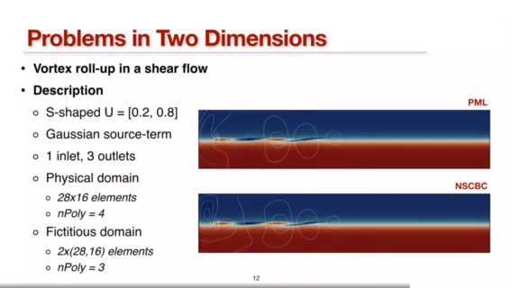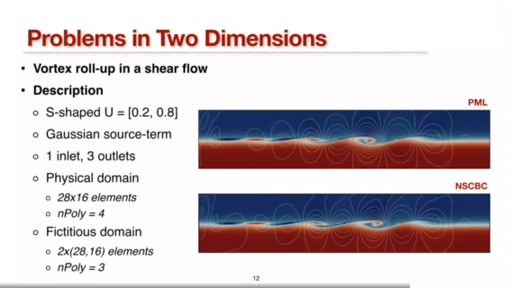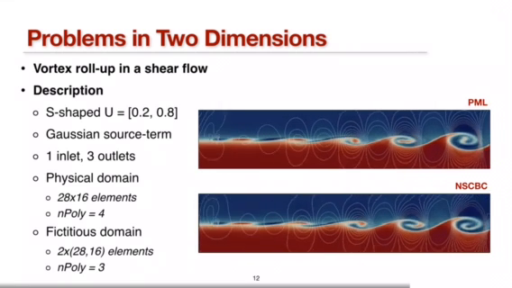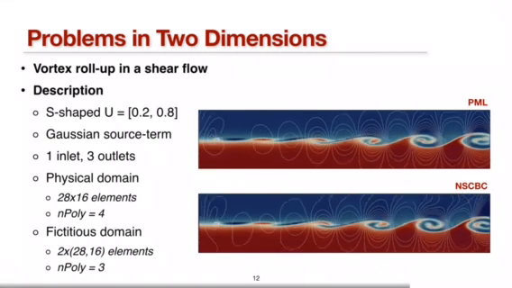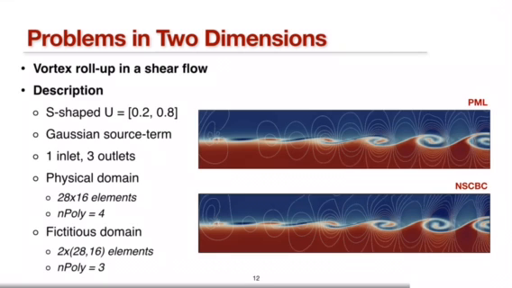Another interesting and challenging benchmark problem for open boundaries is that of a shear flow with vortex rollup. In this case, a velocity profile with an S-shape ranging between 0.2 and 0.8 is specified. A Gaussian source term is added to the energy equation to excite the Kelvin-Helmholtz instability, which in turn will induce vortex shedding. The physical domain in both simulations is comprised of 28 by 16 elements, each described by a fourth-order polynomial. As for the PML, 2 layers of third-order elements are used. Similar to the previous example, an inlet is prescribed on the left, while the remaining 3 sides are outlets.